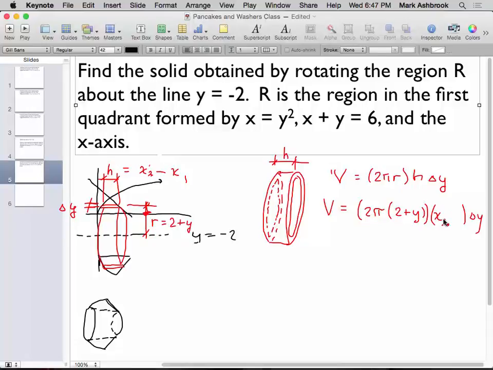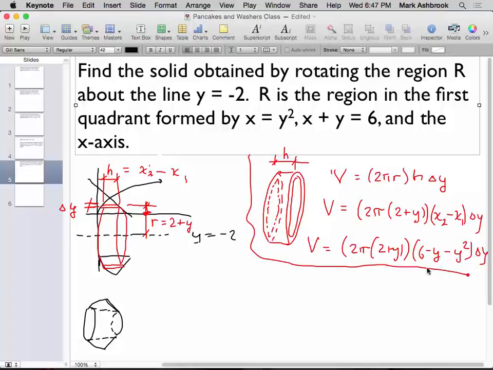And we need to get those in terms of y. So it'll be V equals 2 pi times the radius, 2 plus y, times x2, the x value for the line, which will be 6 minus y, minus x1, the x coordinate in terms of y for the curve. That's y squared, already given as x equals y squared. Setup work. Got it.